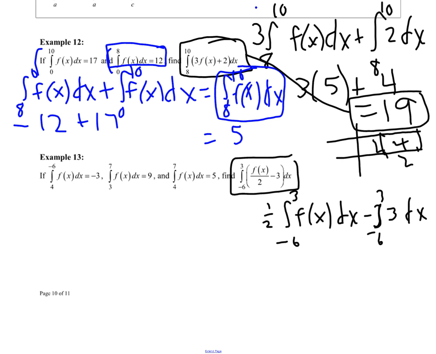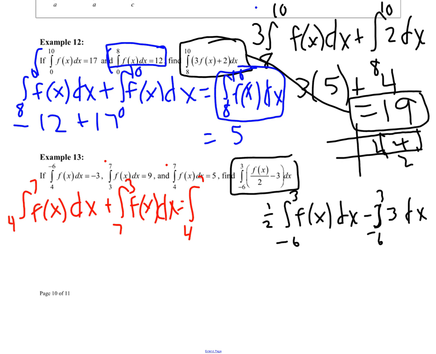So I need negative 6 to 3. Well, I got 7 and 7 on these, so there's probably a way I can combine that. All right, let's go. We'll keep this one the same, 4 to 7. And if I could add the integral from 7 to 3, that would give me the integral from 4 to 3. Not quite good enough, but we'll get there eventually.